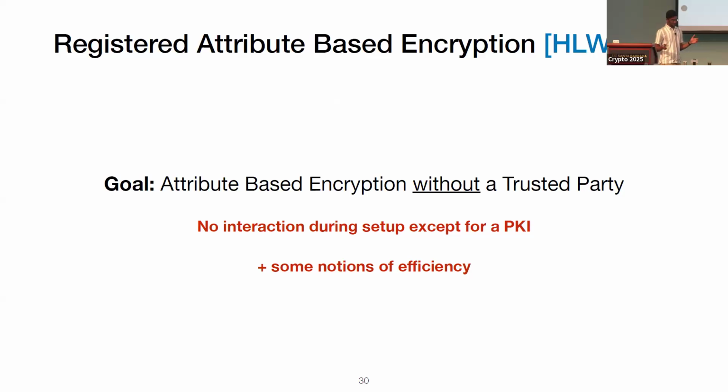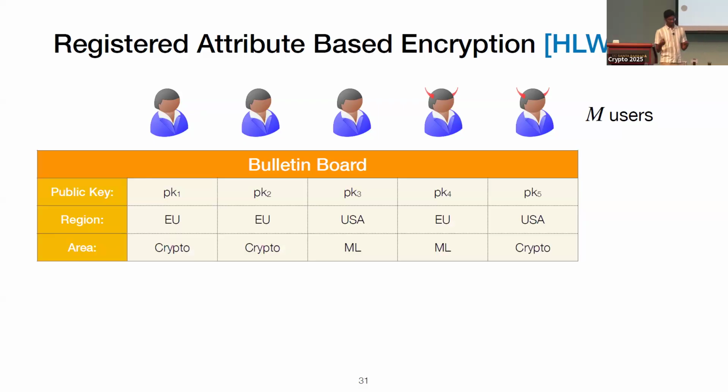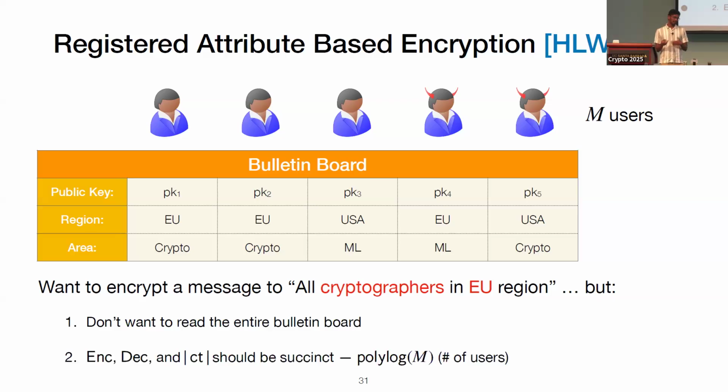So the goal of registered ABE is to just do attribute-based encryption without a trusted party. I don't want any interaction during the setup except for a PKI, and I'm going to impose some notions of efficiency. So let's say there's m users, and what they're going to do is go on a bulletin board and post their public key along with their attributes. Let's say I want to encrypt a message to all cryptographers that are in the EU region. But the thing that I don't want to do is have to read the entire bulletin board because it's going to be very big. And I also want my encryption, decryption, and ciphertext size to be succinct, so let's say polylog in the number of users.